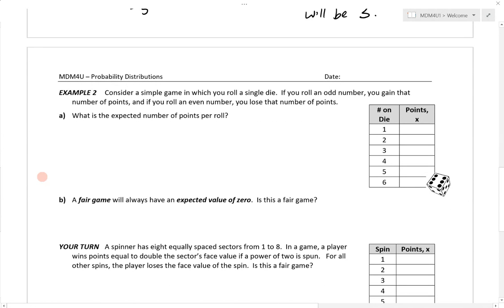Example number 2. Consider a simple game in which you roll a single die. If you roll an odd number, you gain that number of points, and if you roll an even number, you lose that number of points. What is the expected value per roll?